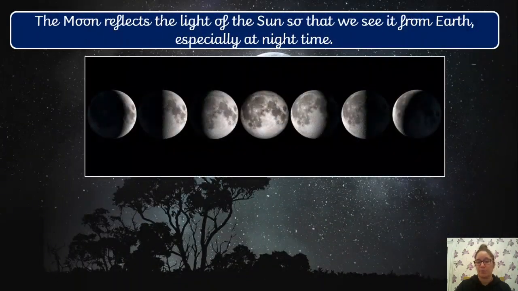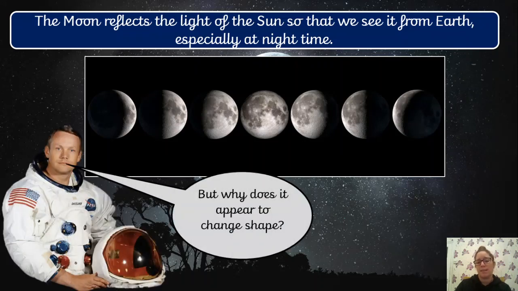Okay, let's find out. So, the Moon reflects the light of the Sun so that we see it from Earth, especially at night time. So the Moon itself doesn't let off any light, okay? It doesn't conduct any light, it is purely reflection from the Sun. But why does it appear to change shape?